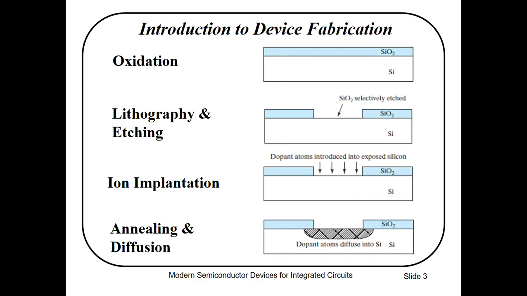Introduction to device fabrication. Semiconductor companies produce most of the silicon wafers used in the world. Hundreds of silicon device fabrication lines purchase these wafers as their starting material. A large wafer fab can produce around 40,000 silicon wafers into circuits each month.